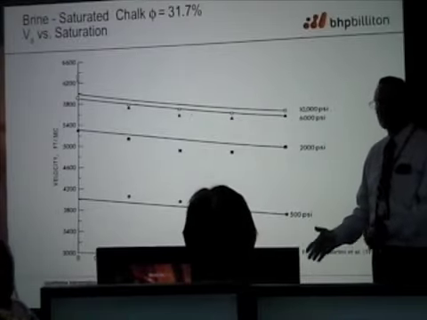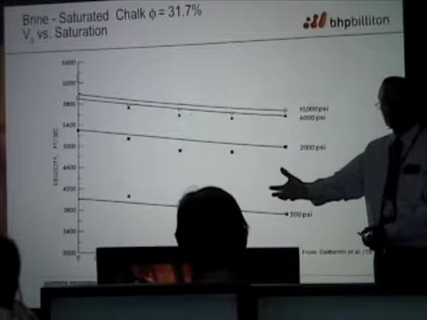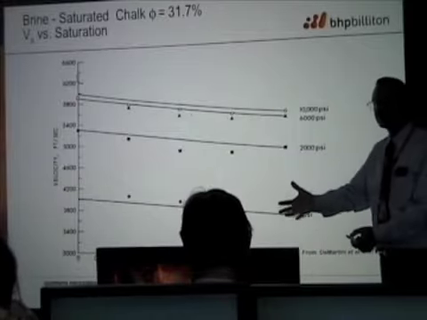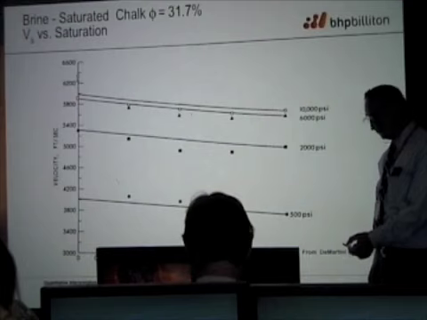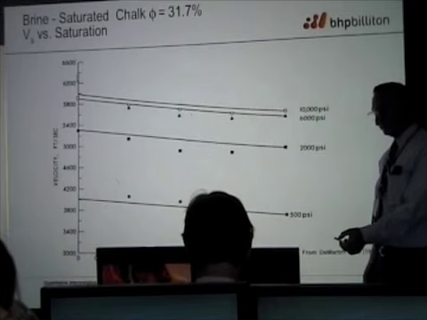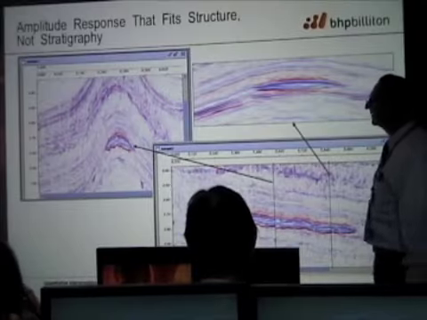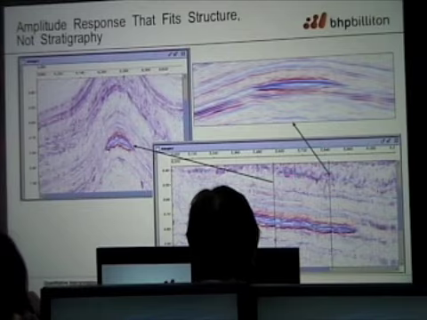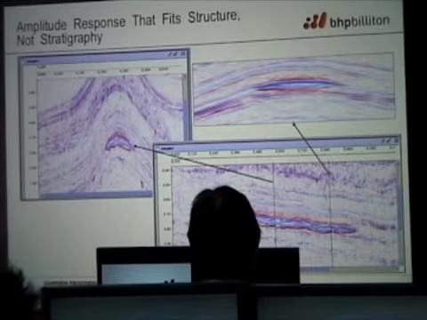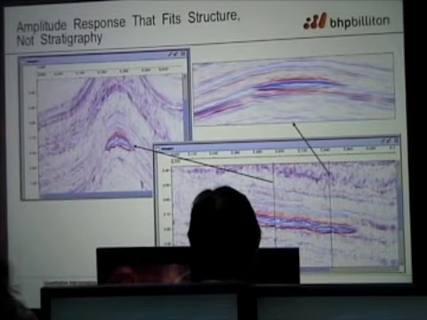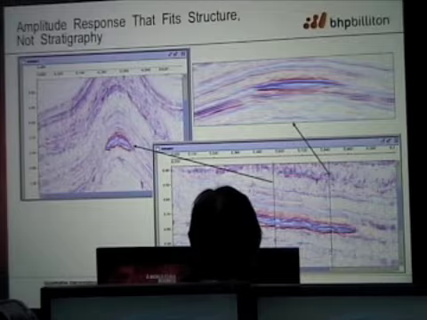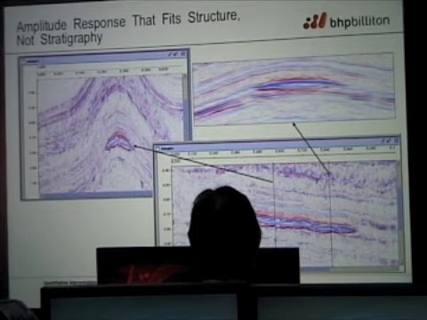laboratory data, ours and others. Domenico did some very nice work, published first on this issue in the early 70s, and lots of people have confirmed this in laboratory data. I'm going to go to a field seismic example. This is what you see. Here's an amplitude anomaly that fits structure.